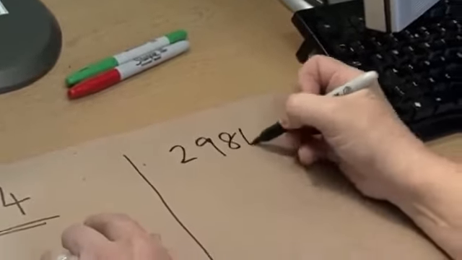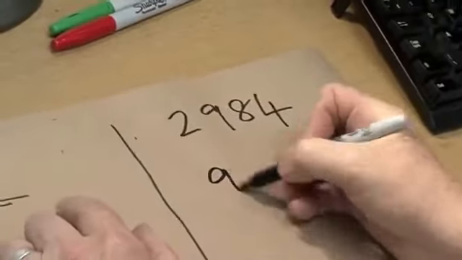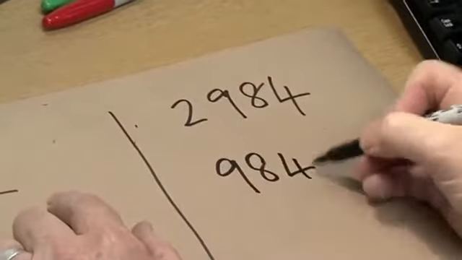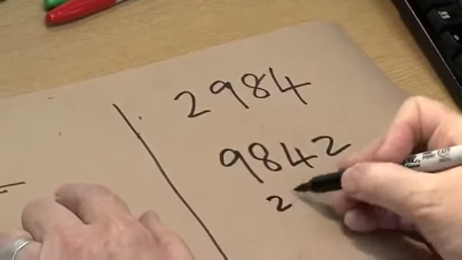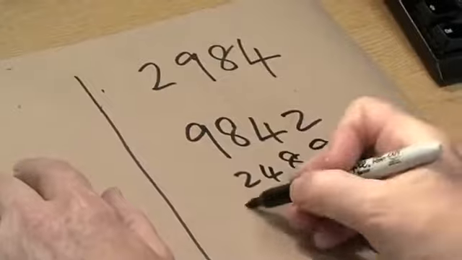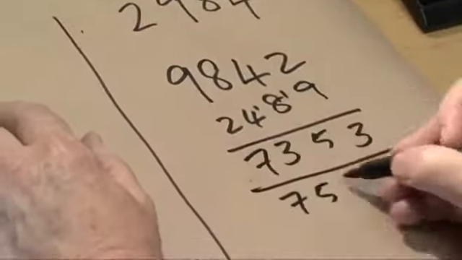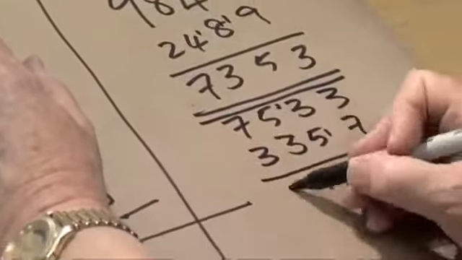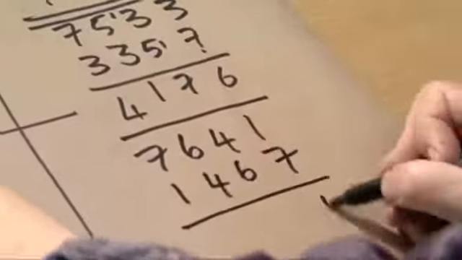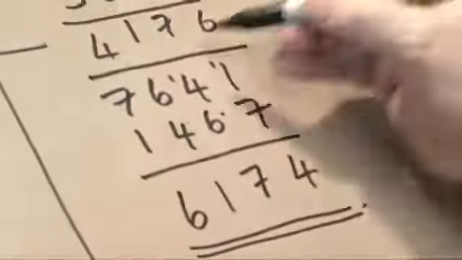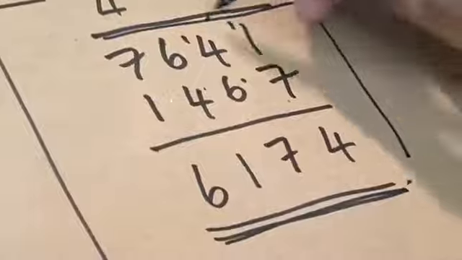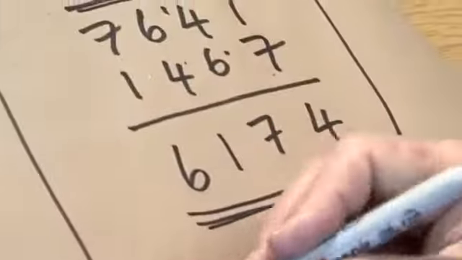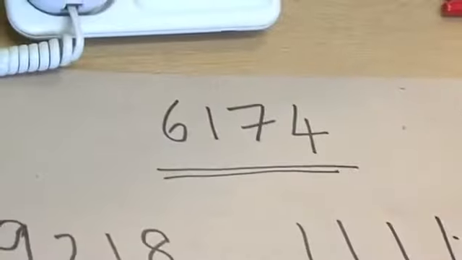2984. So I have to first put it in order of the numbers, and then change them around and take one away from the other. 1, 2. I've got the Kaprekar number in 3 goes, so you just chose one at random, and it took 3 goes to get to it.